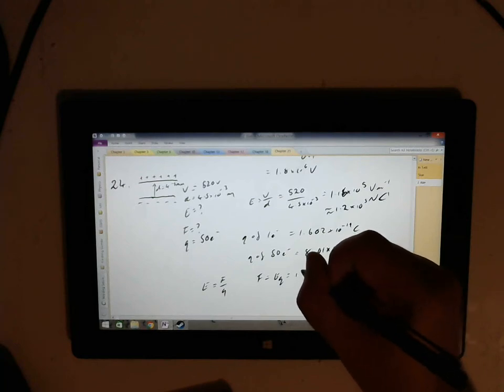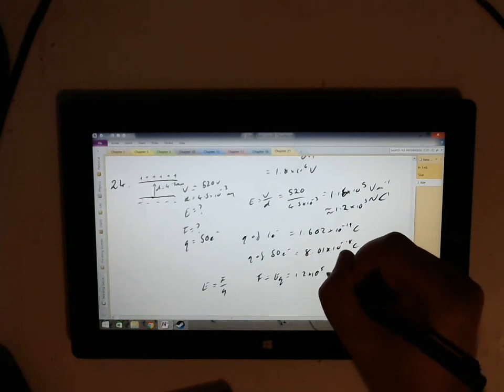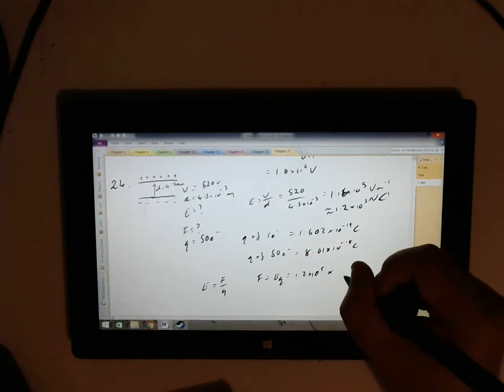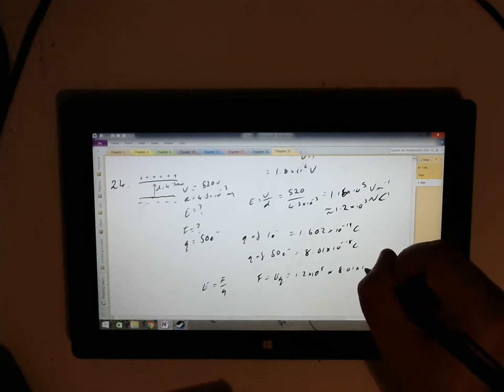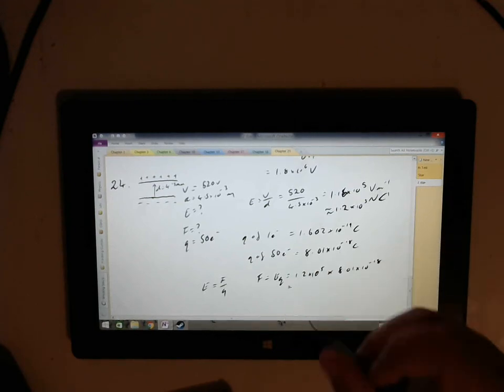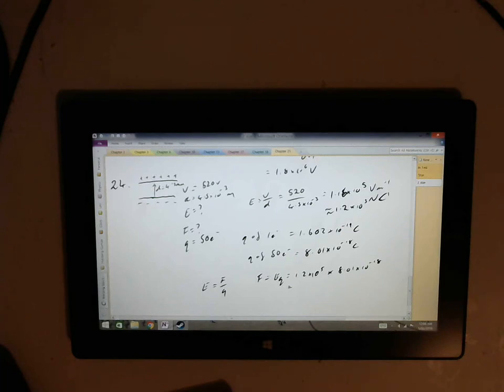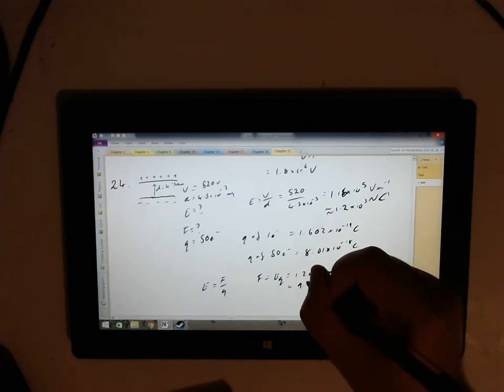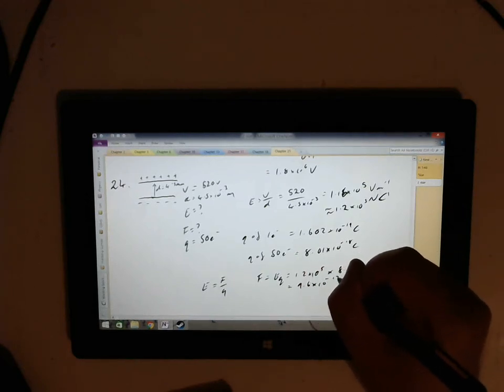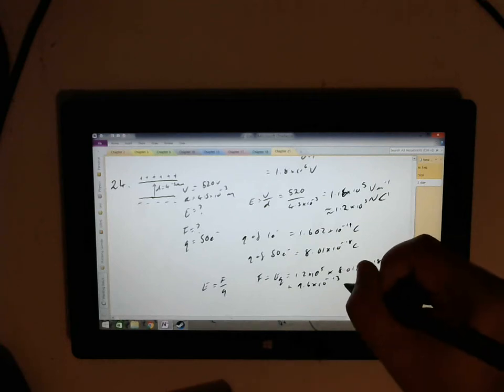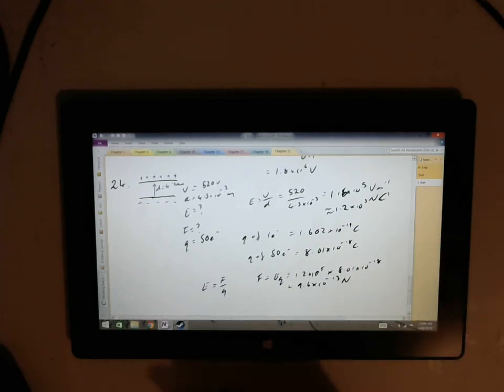equals 1.2 times 10 to the 5 multiplied by 8.01 times 10 to the negative 18. So multiply that, and we get 9.6 times 10 to the negative 13 newtons. And double checking, yes, 9.6 times 10 to the negative 13.